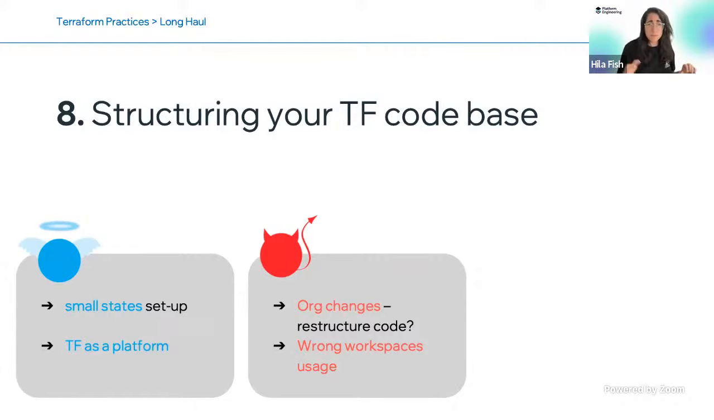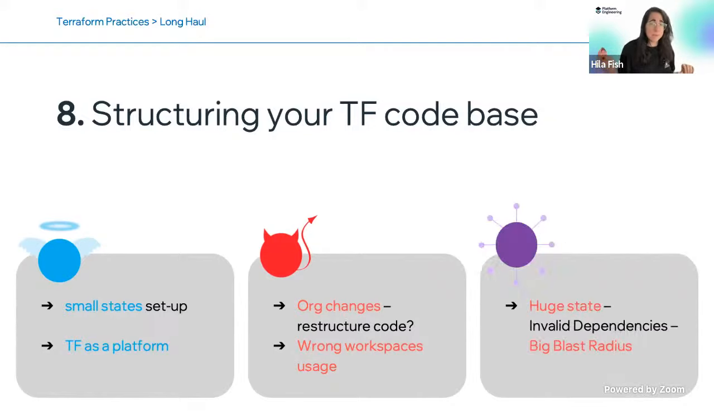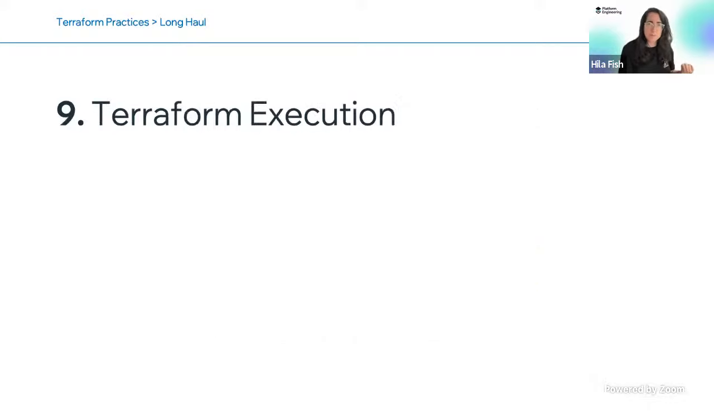And another bad thing is to use workspaces for the wrong reasons, like I explained just a sec before. The ugly thing is really, if you structure the code base in a way that will allow huge state files, there's no way out, really. You will have invalid dependencies, big blast radius. You will change X, you will see in the plan output that it will destroy Y, and then really, Y is going to be destroyed. Try really to avoid that and have small states set up as much as possible.